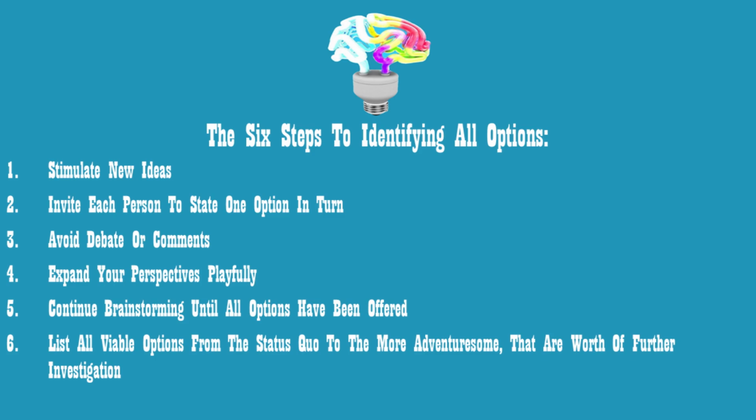Then number 5 is to continue brainstorming until all options have been offered. You need to ensure that all participants have expressed their ideas fully. And finally, number 6 is to list all viable options. Weigh them out from the status quo to the more advanced options, and then determine which ones are worthy of further investigation. Upon doing this, you'll determine which are the best options for the decision that you're about to make, and then from there you can make the decision.